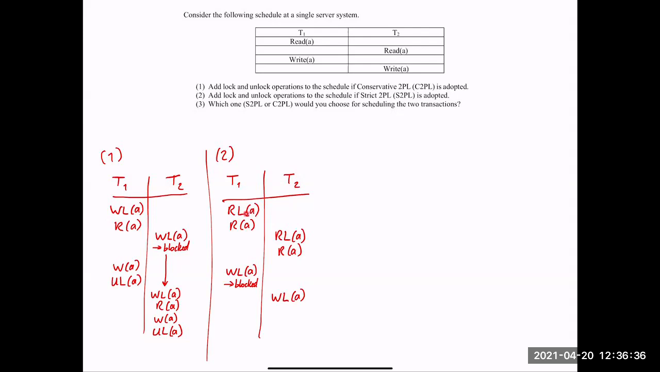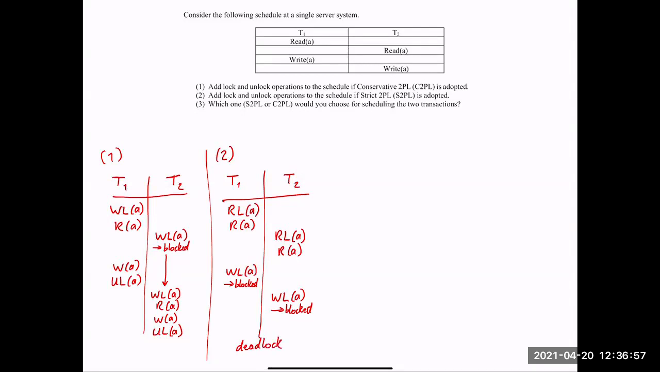But actually, we did acquire a read lock up here in transaction T1, right? And we haven't released this read lock anywhere. So therefore, I can't acquire a write lock here. So T2 will also be blocked. And therefore, we have a deadlock because all the transactions are now blocked.